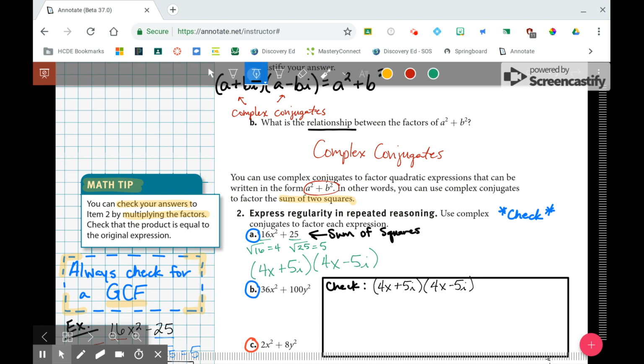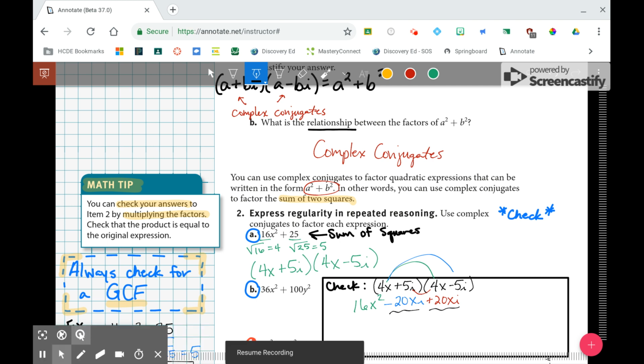Okay, I think this will make a little bit more sense if we start with these factors and check. So let's FOIL these. Let's do first, outer, inner, last. Or if you prefer the box method, you can do that as well. So notice when we do 4x times 4x, we will get 16x squared. Then 4x times negative 5i would be negative 20xi. 5i times 4x is a positive 20xi. But notice all that really did was we got two opposite terms. So that inner and outer term just cancel out.